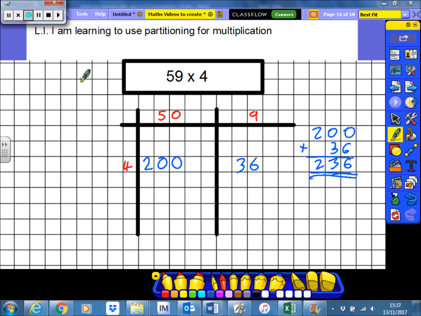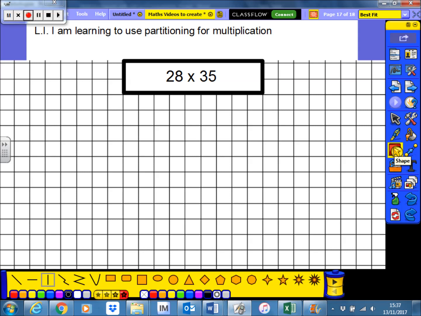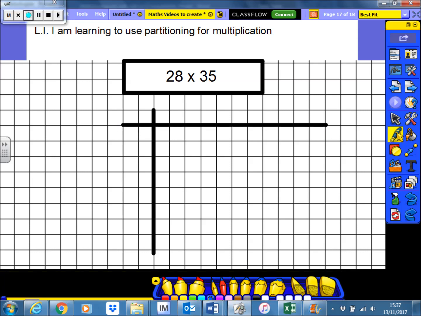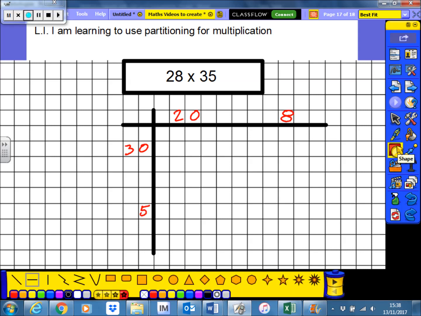Now, let's try this with a slightly more challenging calculation. So, this time we're going to look at two-digit numbers being multiplied together. So I've got 28 and 35. So I'll start again by drawing my grid. There we go. Now, 28 is made up of a 20 and an 8, and the 35 is a 30 and a 5. I'm going to separate these again now so that I have four quadrants.